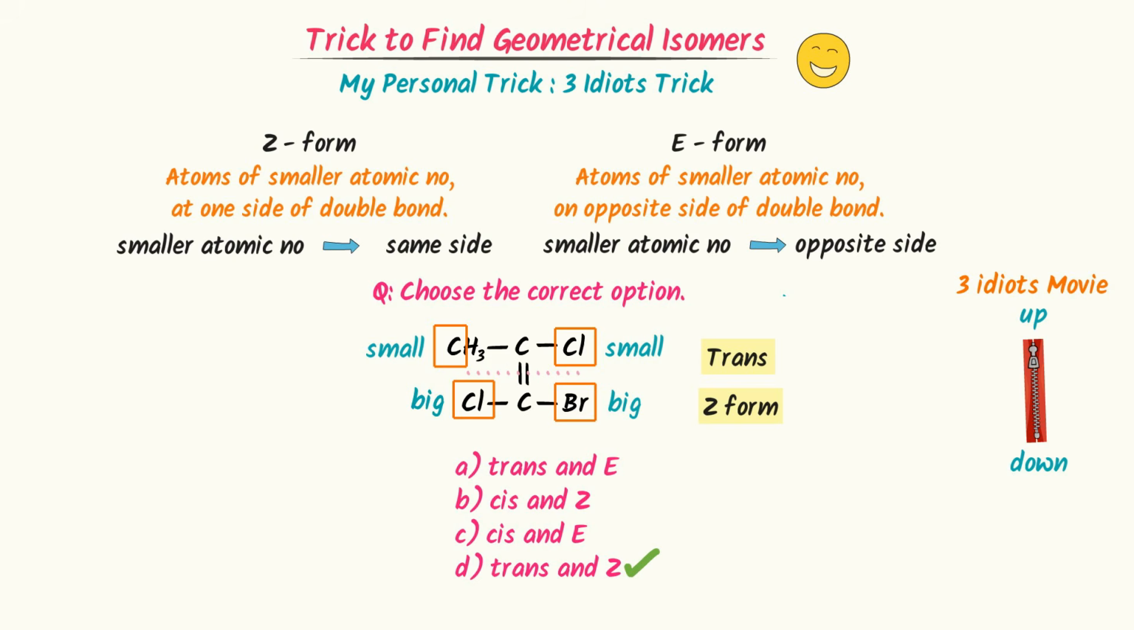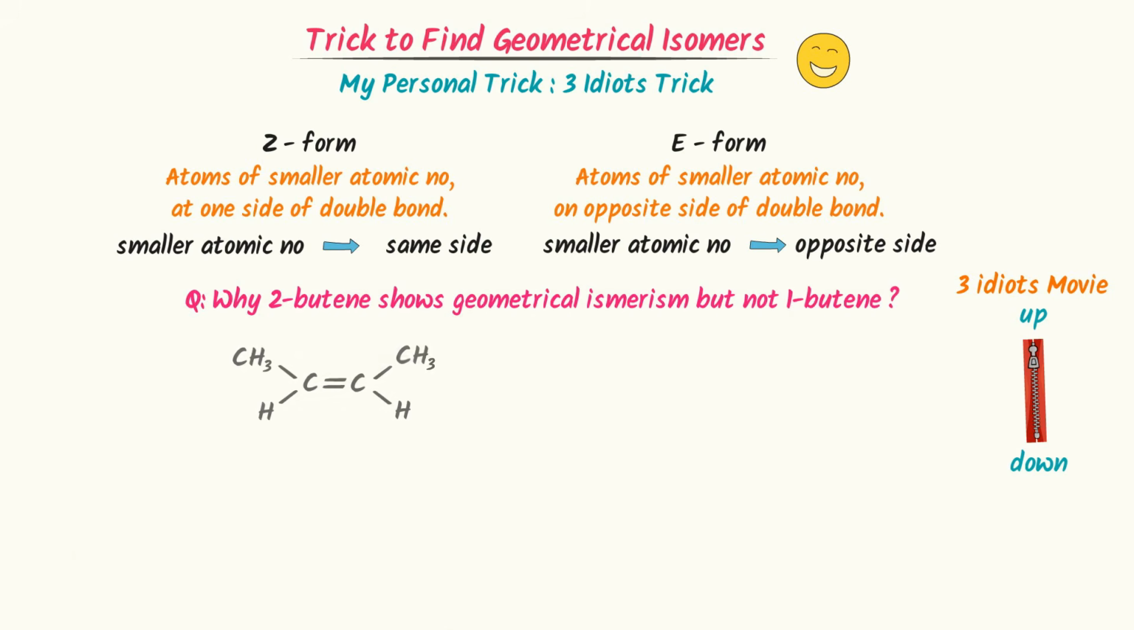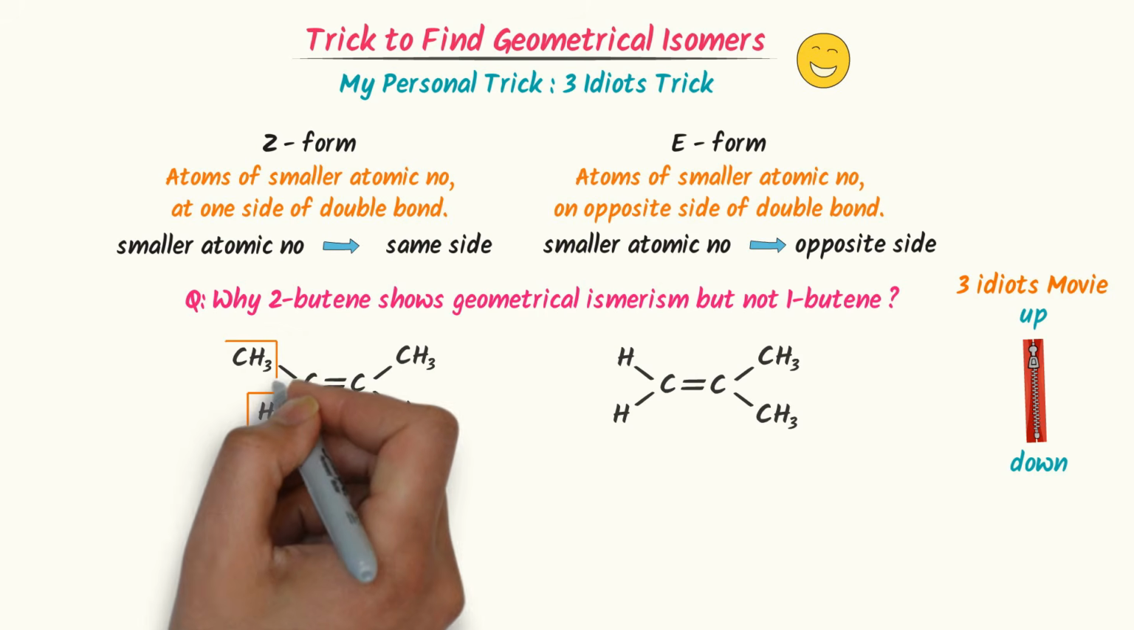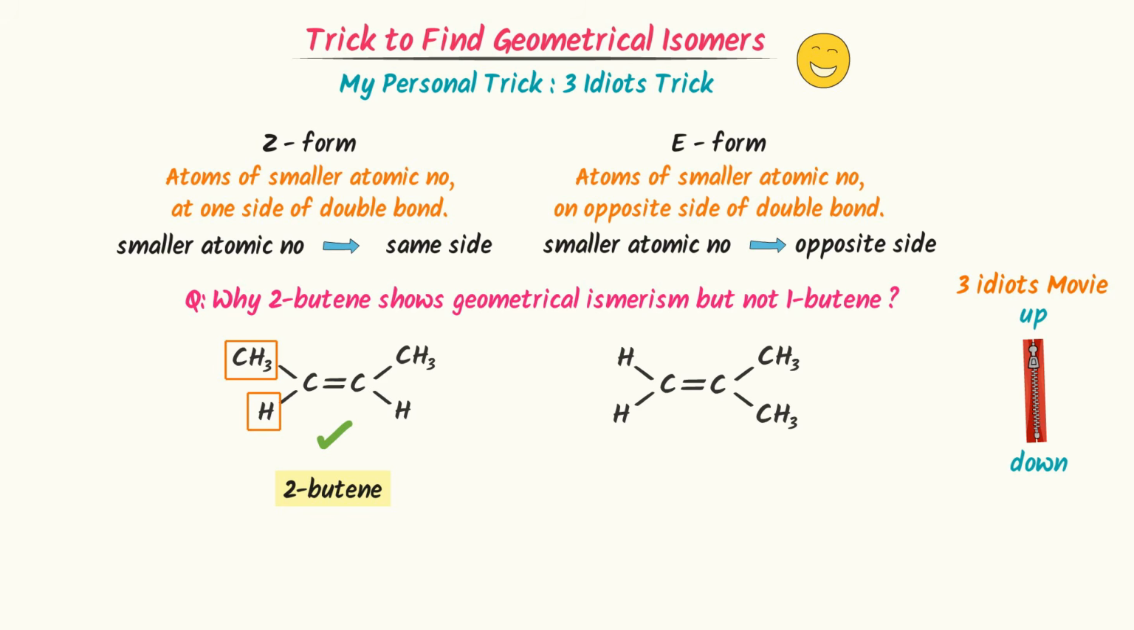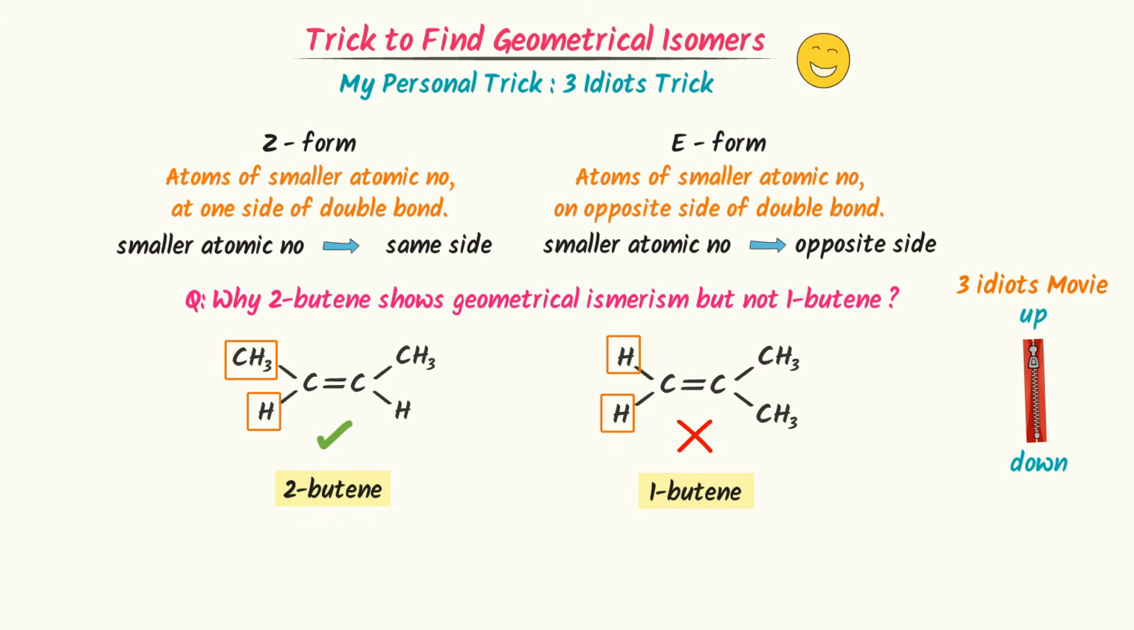Finally, let me teach you one bonus question. Why does 2-butene show geometrical isomerism but not 1-butene? Can you guess the answer? Well, 2-butene shows geometrical isomerism because two different groups are bonded to the second and third carbon. In case of 1-butene, two same groups are bonded to the first carbon. So geometrical isomerism is not possible in 1-butene, but it is possible in 2-butene. Hence note down this important question.